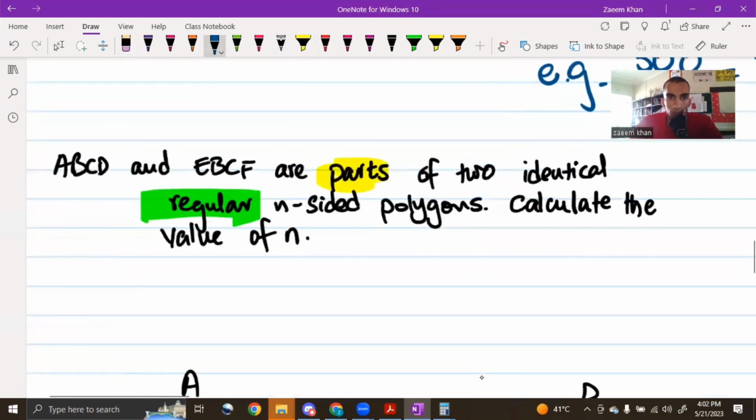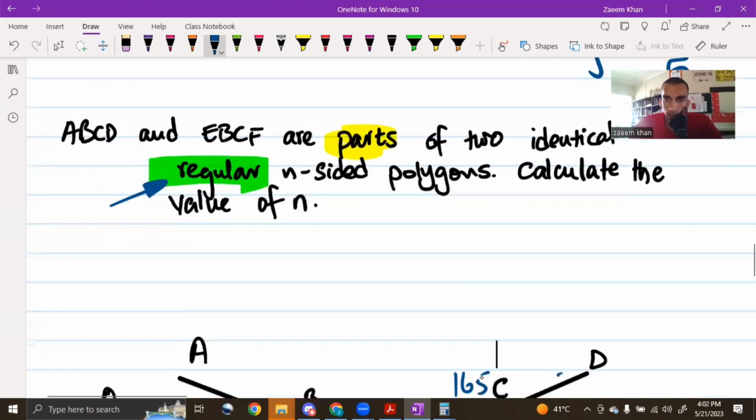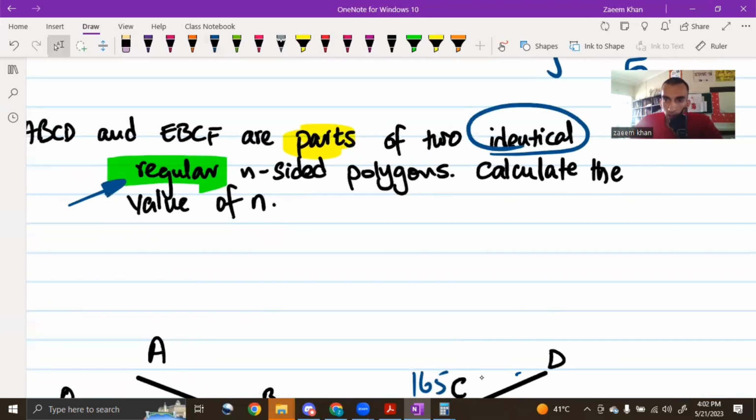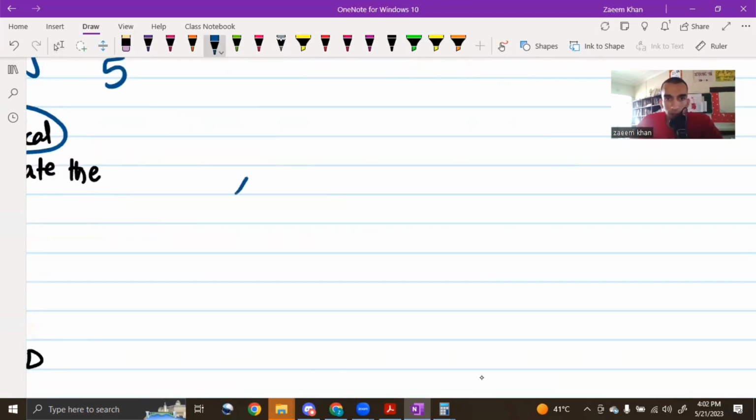Take a look over here. They're regular and they're both identical. They both happen to be similar polygons and they're regular. Regular means, let me show you what I mean by that. There can be two types of polygons. This is a pentagon, right?